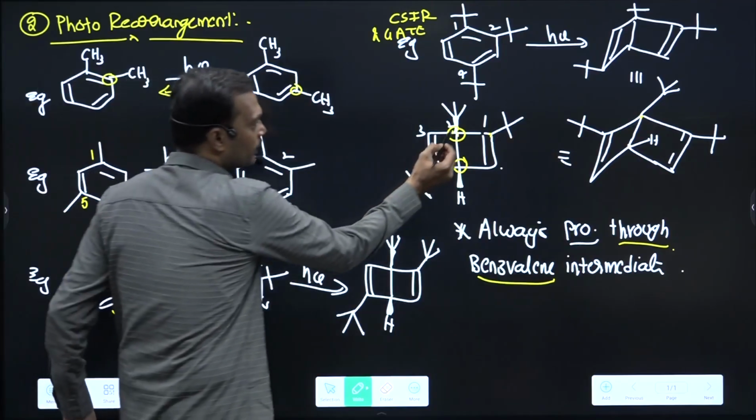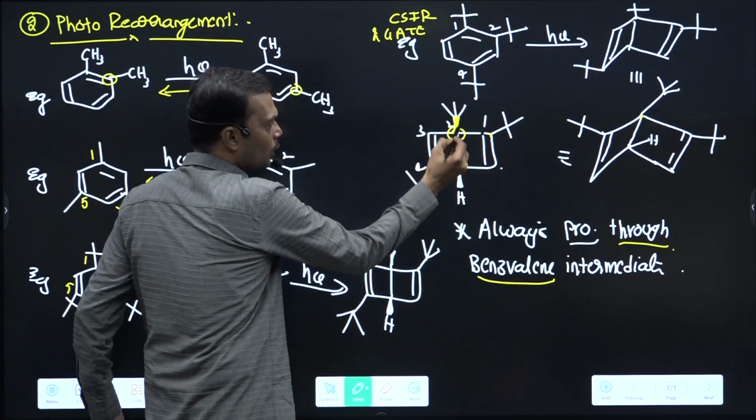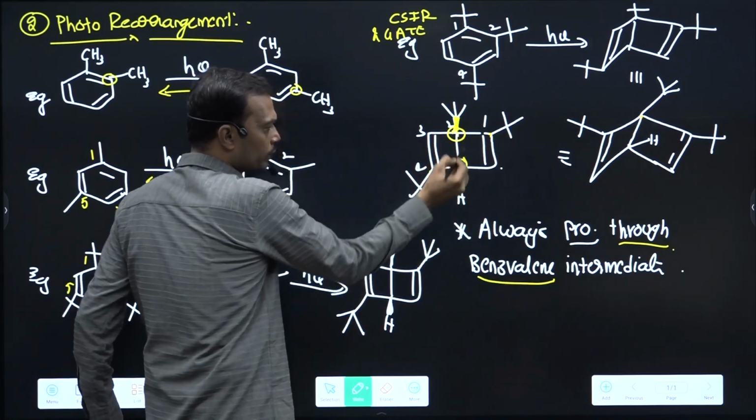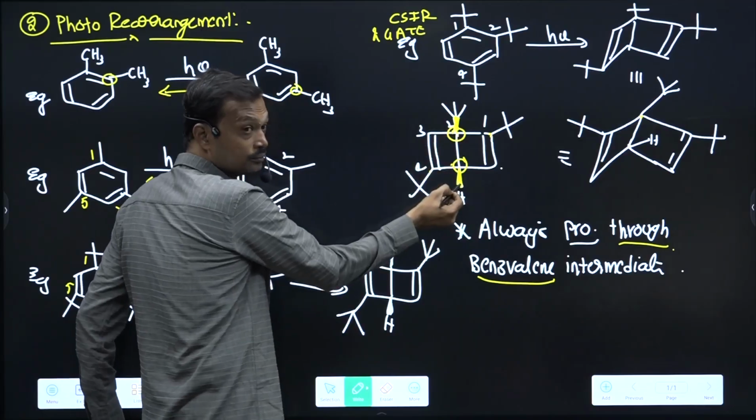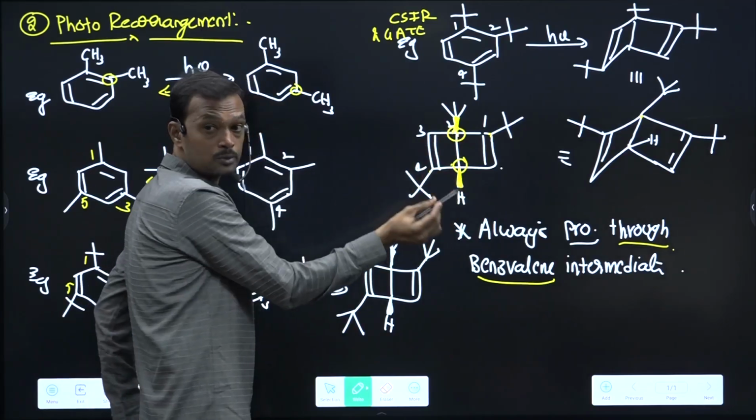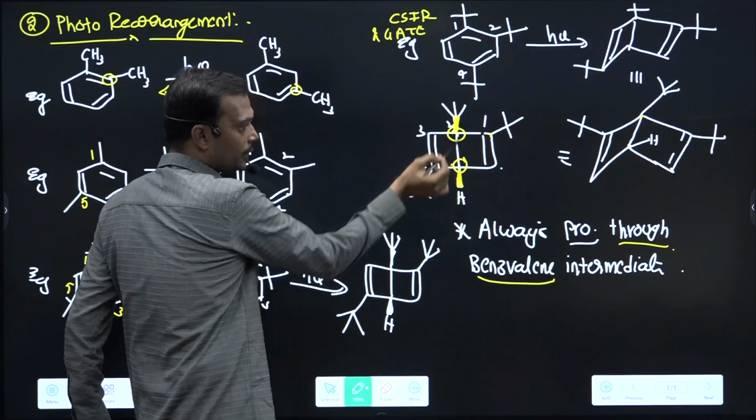So don't forget to write a thick line here. This is a thick line. In options they will give two thick lines, or thick line and dotted line. In one of the options they will give thick line, dotted line. Thick line, dotted line is not possible.